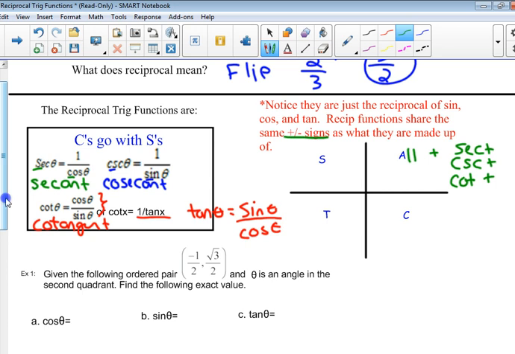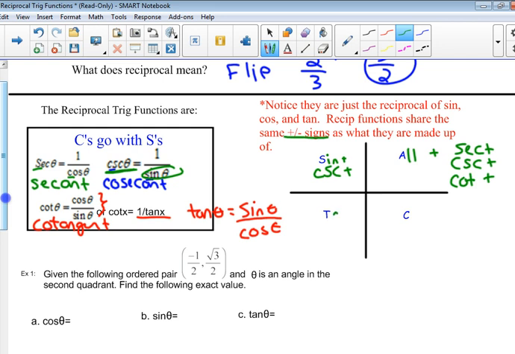Now, the S being positive, this is for sine being positive. Which one of these goes with the sine? Which one? Cosecant. This one's got the sine, so cosecant is going to go with it. So cosecant is going to be positive in the second quadrant. A little tricky. It's more memorizing than anything.